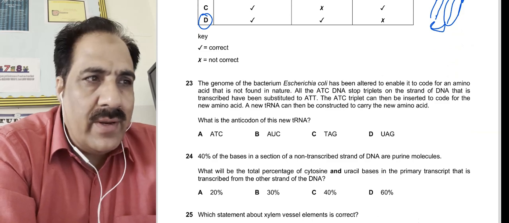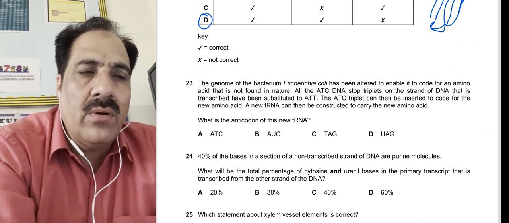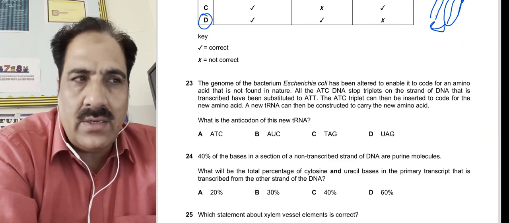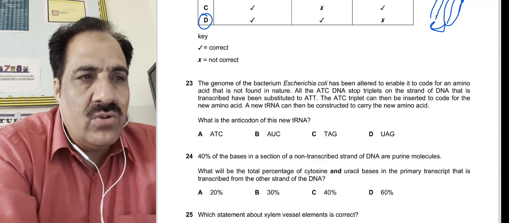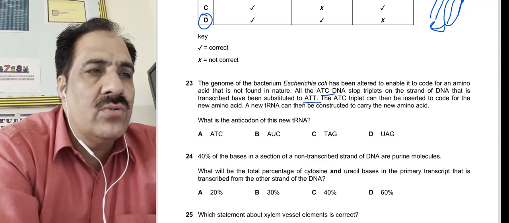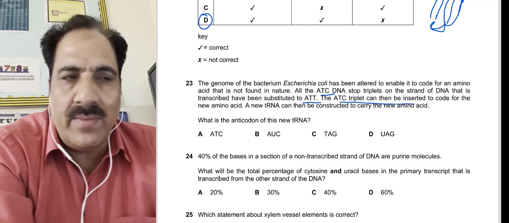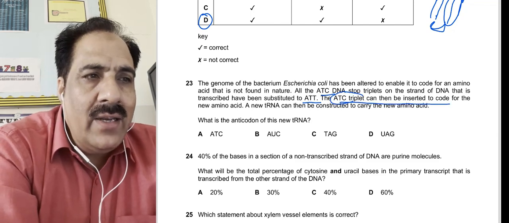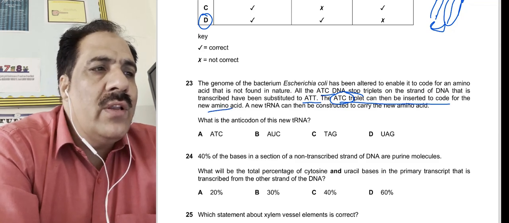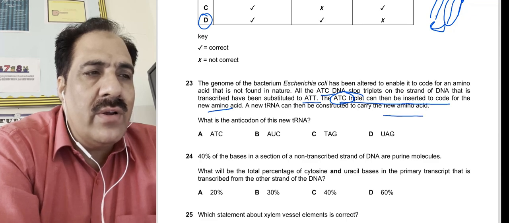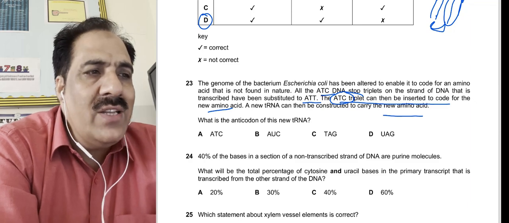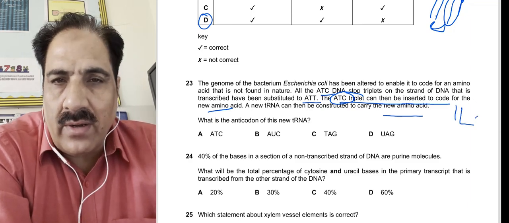The genome of the bacterium Escherichia coli has been altered to enable it to code for an amino acid that's not found in nature. All the ATC DNA stop triplets on the strand of DNA that's transcribed have been substituted to ATT. So that means no stop triplets have been altered. The ATC triplet can then be inserted. So they insert the ATC triplet to code for the new amino acid. A new transfer RNA can then be considered to carry the new amino acid. What is the anticodon of this new transfer RNA?